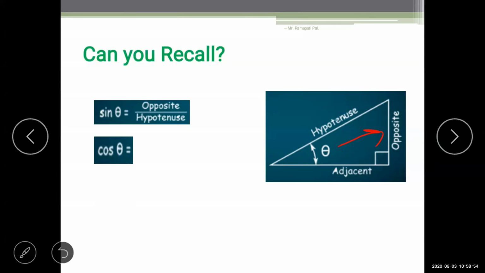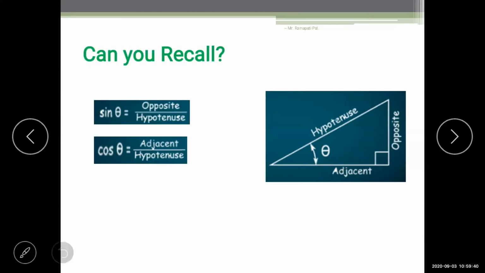Now cos theta is equal to adjacent side upon hypotenuse. So you know what is adjacent. First of all, you have to see where the theta is present, because we are saying cos theta. So see where the theta is present, then see where the adjacent side is present. This is the adjacent side, correct? So cos theta is equal to adjacent side upon hypotenuse.